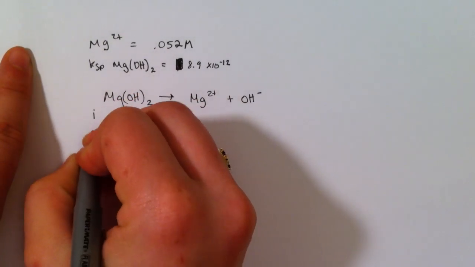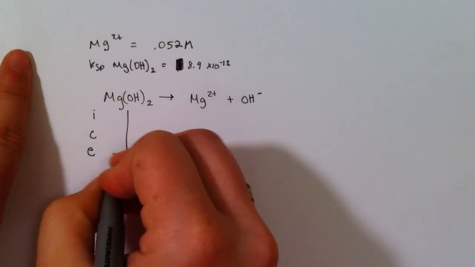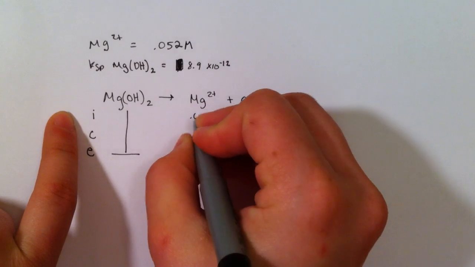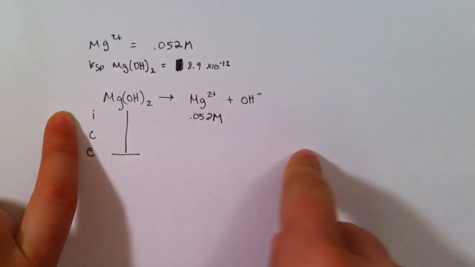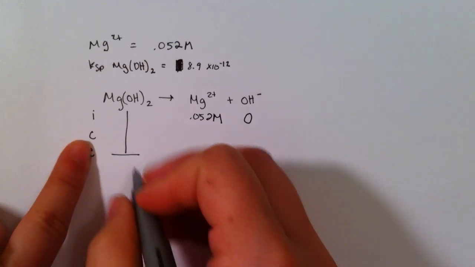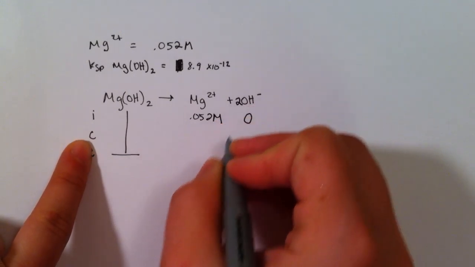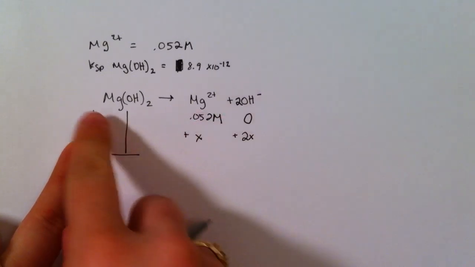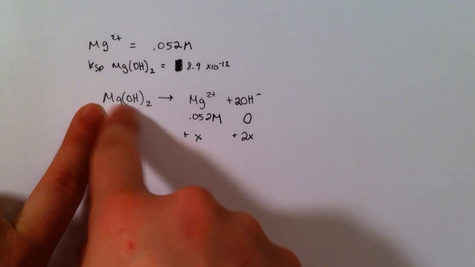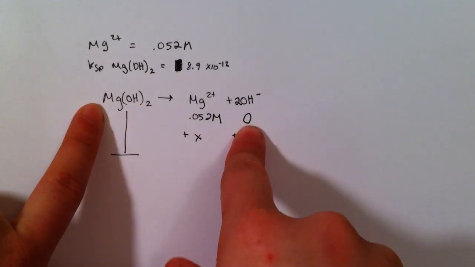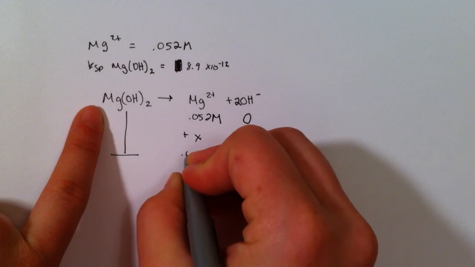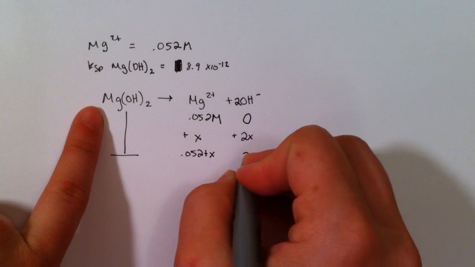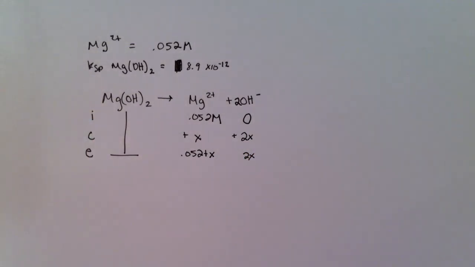So we're going to do an ICE table. Now, we have magnesium 2+, so we start out with 0.052 molar, and we start out with no hydroxide. My change when I dissolve is going to be plus x and plus 2x. I know that because this is 0, and so some of this is going to dissolve to make that not 0. I get 0.052 plus x, and we have plus 2x.